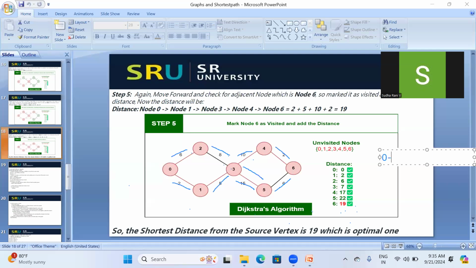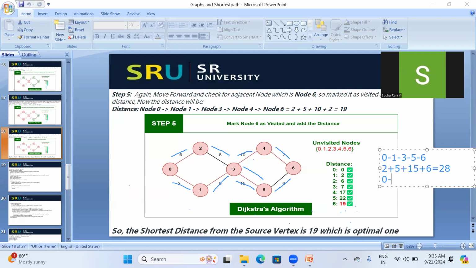Okay, 0 to 1, 1 to 3, 3 to 5, 5 to 6. So what are the values? 2 plus 5, 5 plus 15, 15 plus 6. Okay, so 26, 27, 28. So we got the value as 28. And check with the other path.